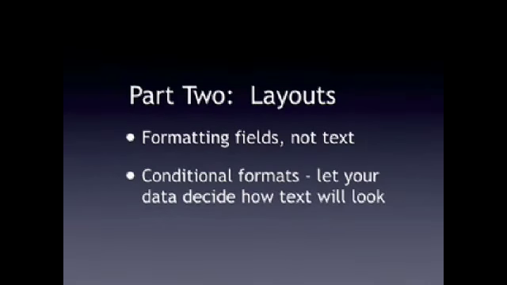Now that you've learned how FileMaker Pro handles individual formatting of text, it's time to extend your skills. In Part 2 of the Missing Manual, you'll learn about layouts. There, you'll learn how to format fields and not text, and you'll learn about conditional formatting, which is a layout by layout method for letting the data inside a field decide how your text will look. For instance, an invoice with a negative balance could show that balance in red.